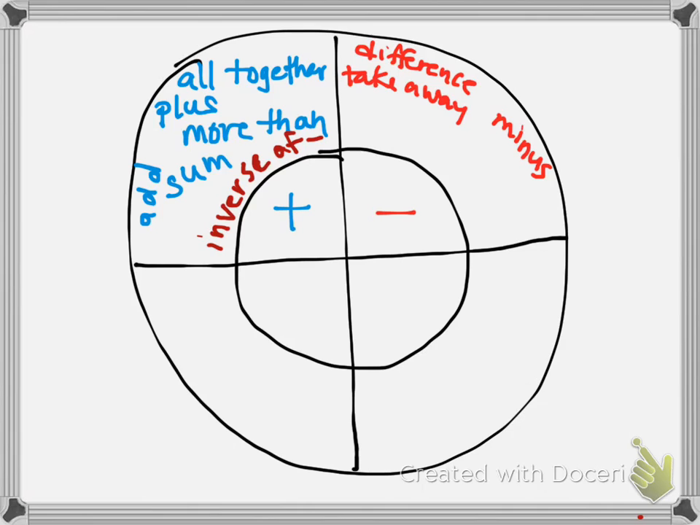Let's see. Obviously subtraction. I'm not going to put that on there. This one, less than. And we're going to talk about less than in a little bit as well. And this is also, subtraction is the inverse of addition.